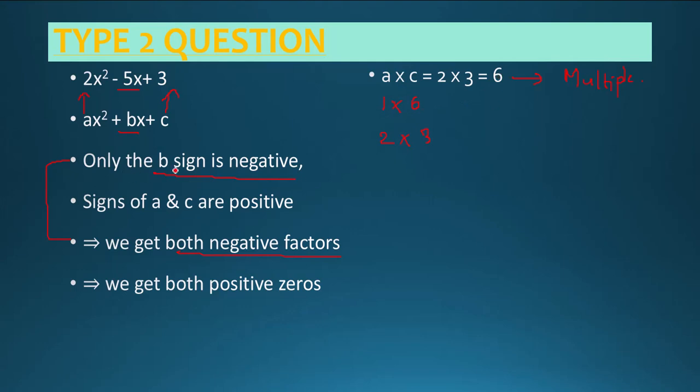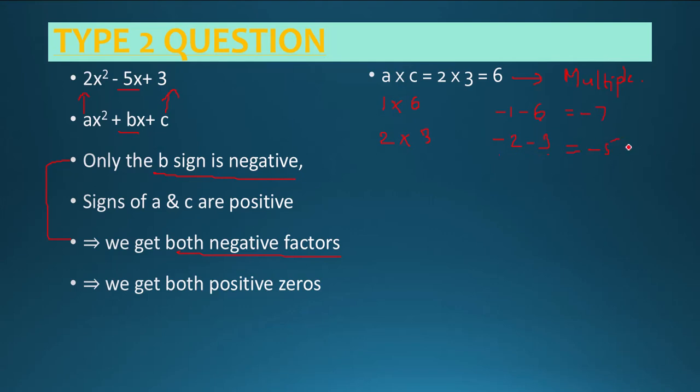Okay, but we know if the B sign is negative, compulsorily we get both negative factors. So for the pair of factors 1 and 6 we give the negative sign, and for this pair of factors also we give the negative sign. So we'll do the arithmetic of both pairs. Minus 1 minus 6 is minus 7, minus 2 minus 3 is minus 5.